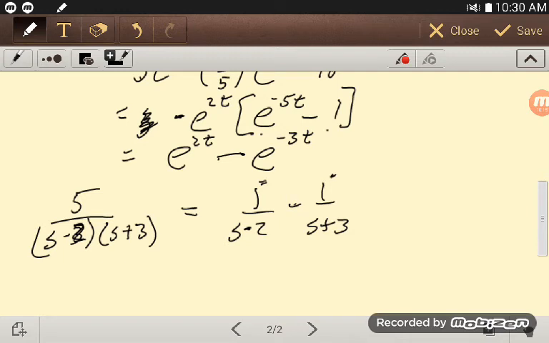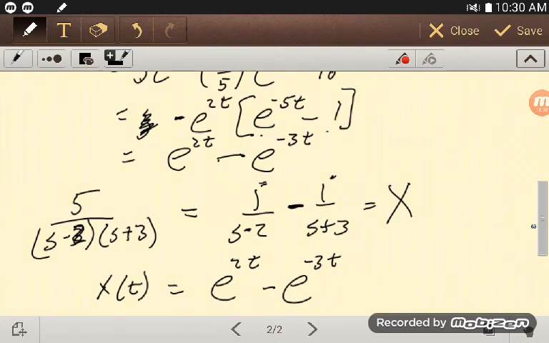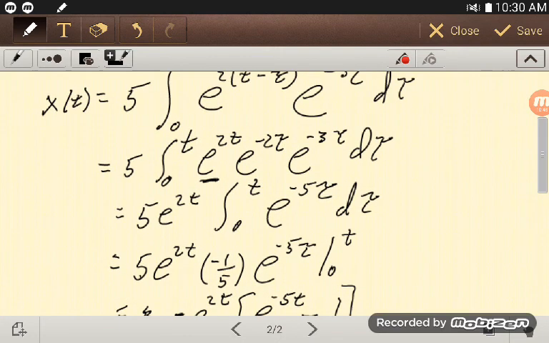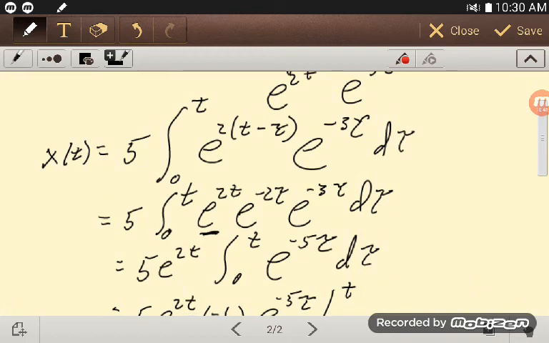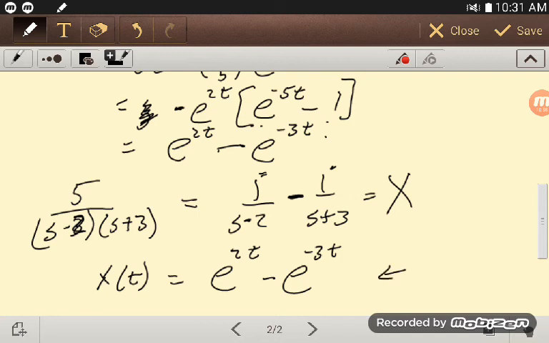And so now I know that this was my big X, and I do my inverse Laplace transform, x of t, and that first one we already know is e to the 2t, and then the minus e to the negative 3t for that inverse Laplace transform. And so you see we get those same answers, and so that integral, that 5 times that convolution integral, turns out to be equivalent to this answer.